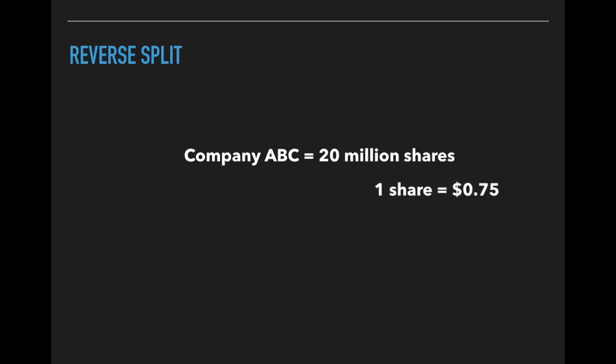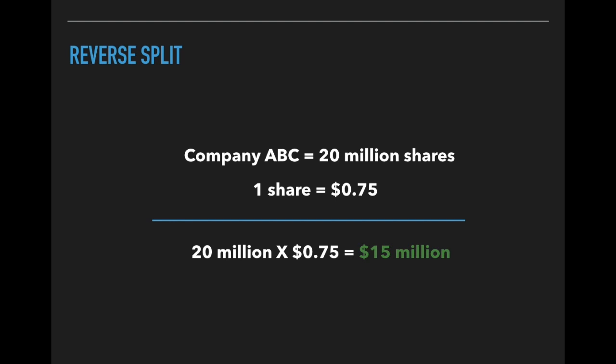So this is how this works. At the current moment, company ABC has 20 million outstanding shares, and each share is priced at 75 cents. What is the market cap, or in other words, the total worth of this company? Now, feel free to pause the video, grab a calculator, and figure it out. We're going to multiply the outstanding shares of 20 million times the price per share of 75 cents. It's going to give us $15 million. Company ABC at this moment is worth $15 million.